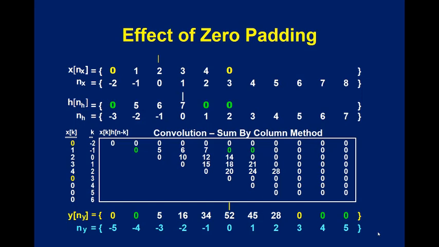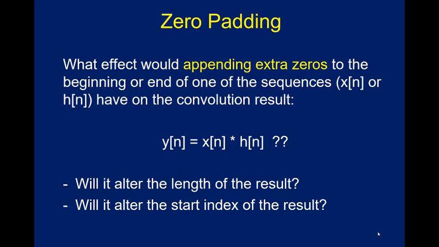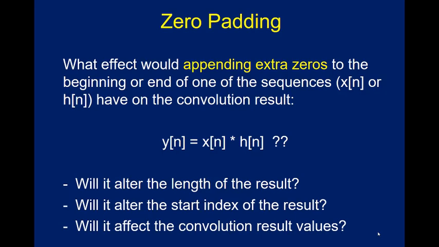So as long as you're consistent, as long as you stick with how you're treating and talking about your signals, the answers will come out fine. And so when we do convolutions, we don't have to worry about it altering the length of the result. If you count those zeros, particularly leading zeros, in your starting index, it will change the value of the starting index, but it won't give you the wrong answer for where your non-zero samples start. And it won't affect convolution values.